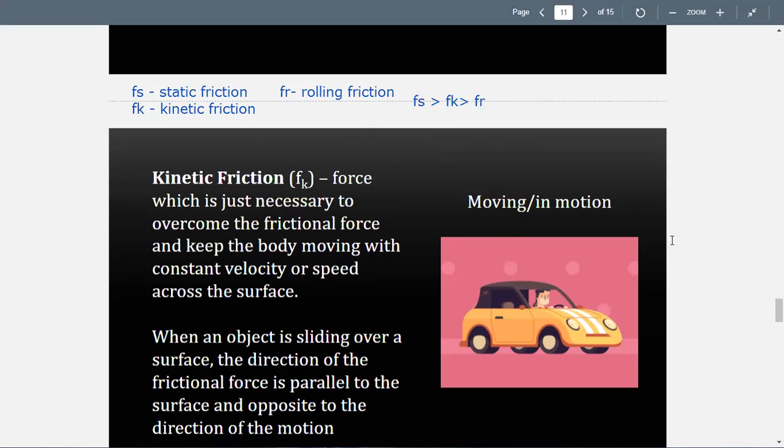So again, this is the second factor. The state of the body affects its degree of friction. Static friction is known as the frictional force when the body is at rest.